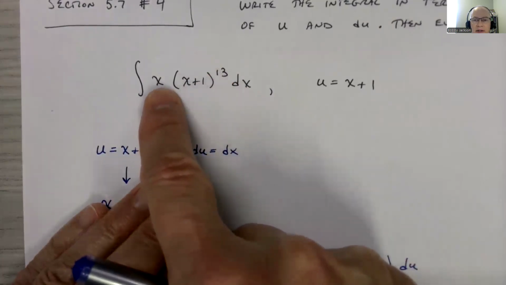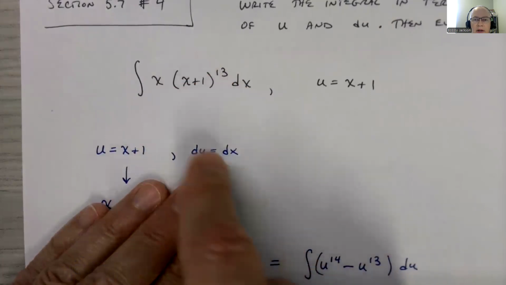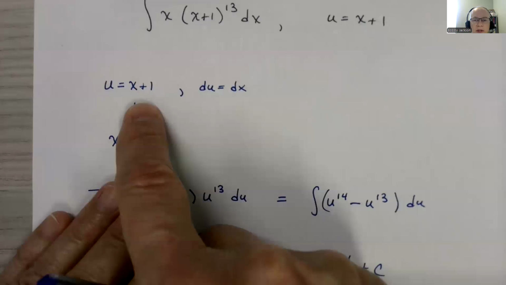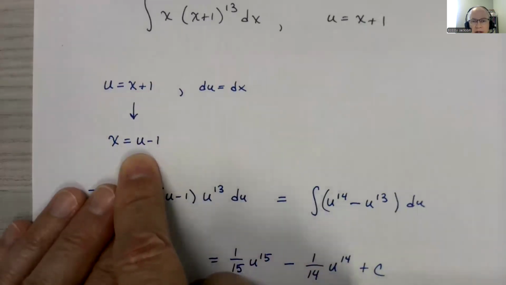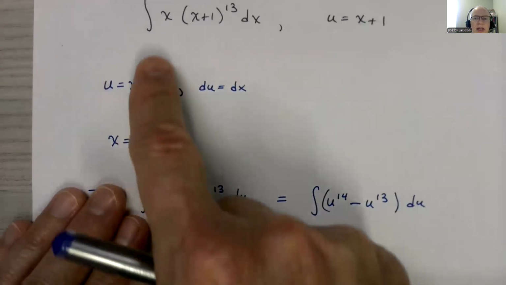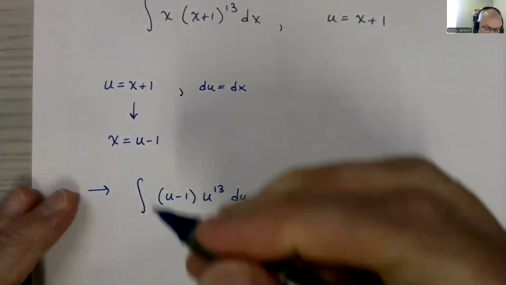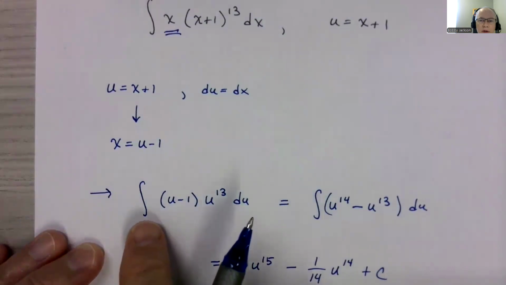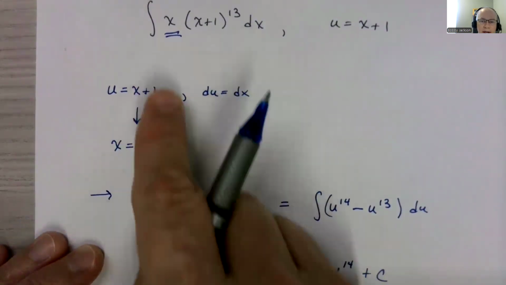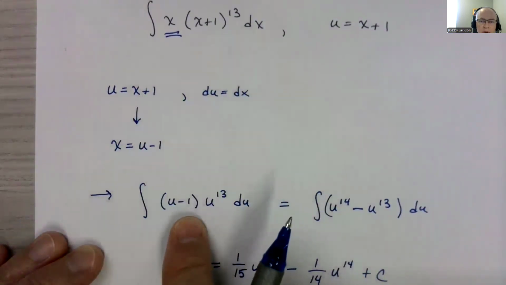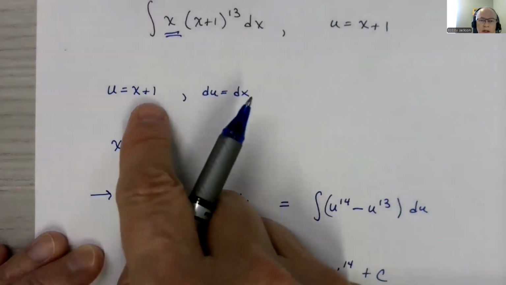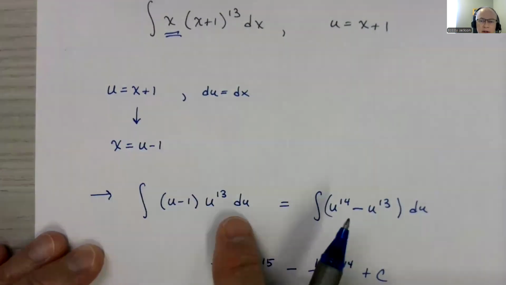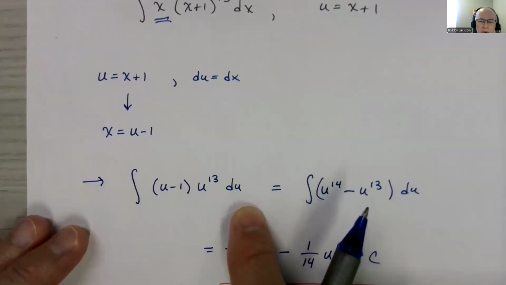You can't have x's and u's mixed together, right? Well, since u is equal to x plus 1, I can solve for x by simply subtracting 1 from both sides. X is u minus 1. And that's what I'm going to replace x with, right? So I now will have the integral in terms of u and du. Integral of what? X is u minus 1. So just replace that. X plus 1 to the 13th is u to the 13th. And dx, right, is du. So here's how the integral is transformed.